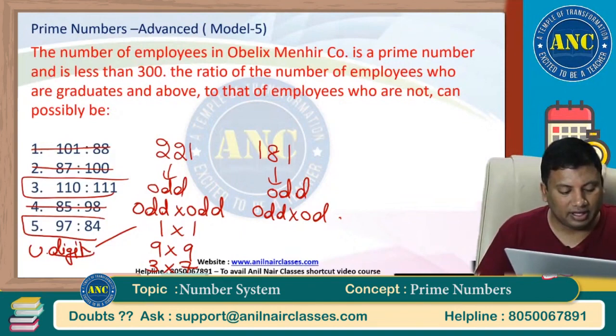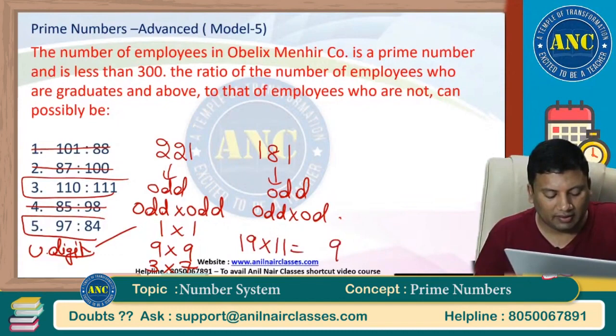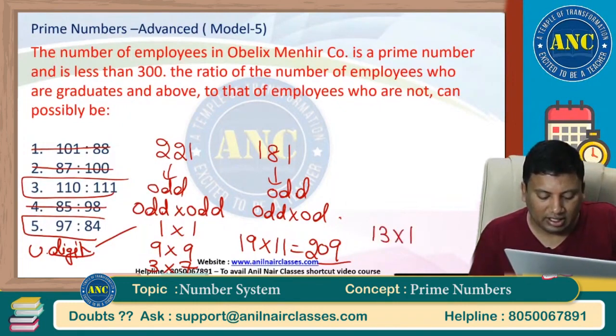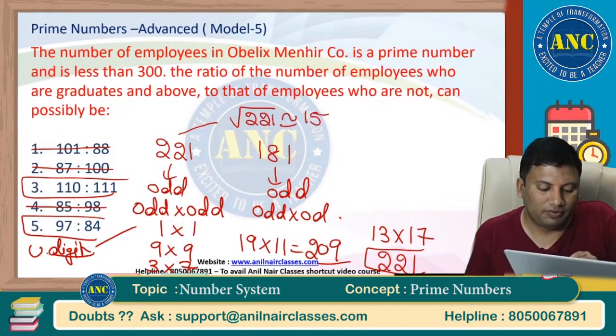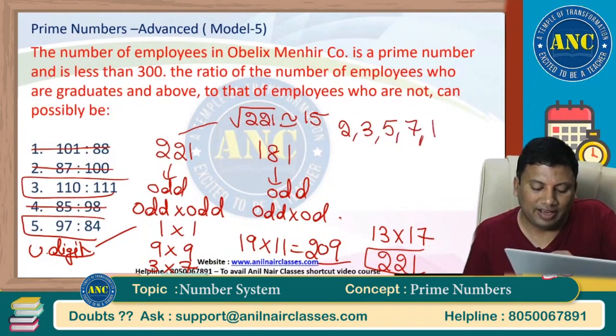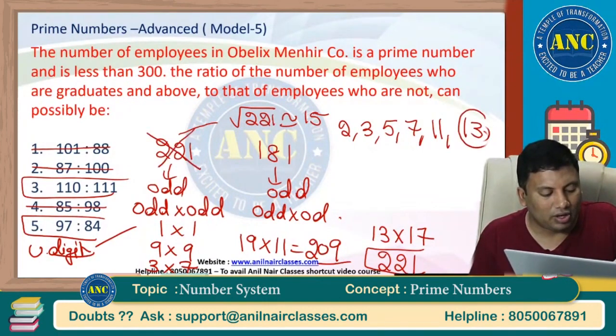Let us take 19 into 11. 11 nines are 99, so it is 209. So this is not possible. If I take 13 into 17, 17 threes are 51. It is 221. Oh, it is. So this is nothing but root of 221. It is closer to 15. What are all the prime numbers? I think we have not taken 13. We took 2, 3, 5, 7, 11, but 13 we have not taken. That is the reason we got two answer options.